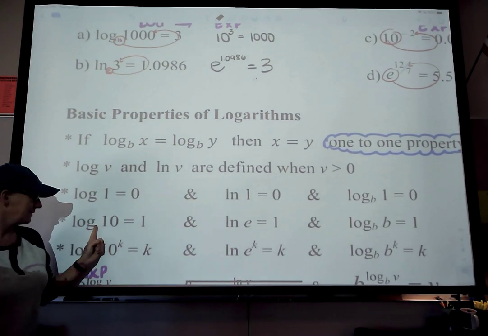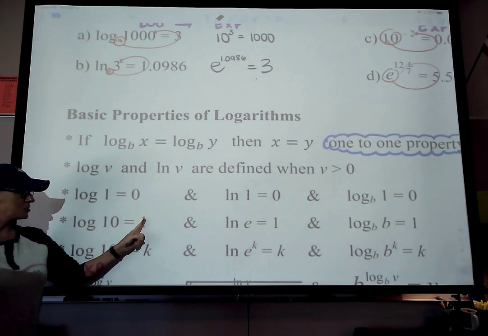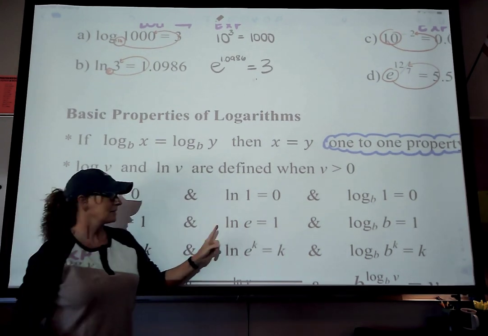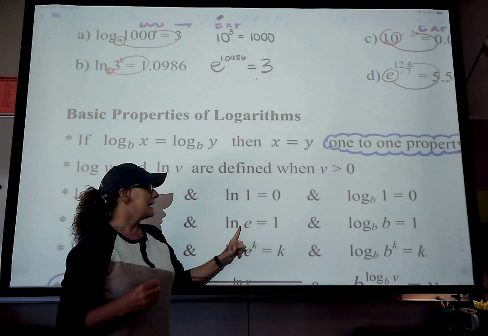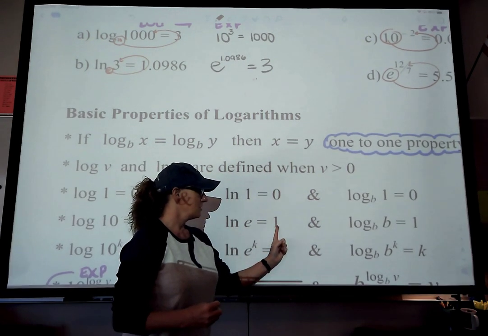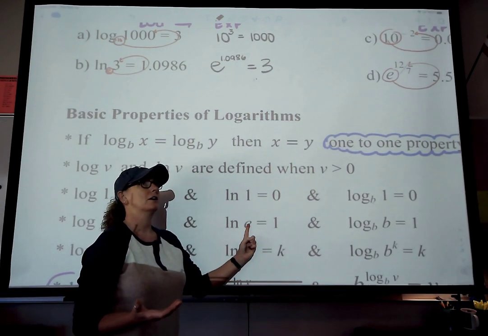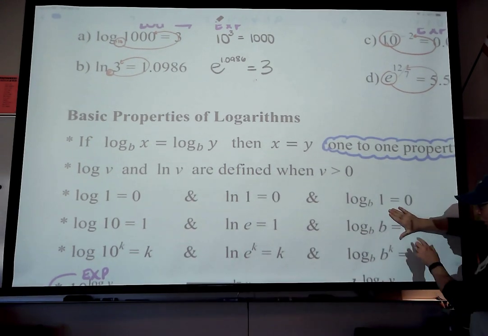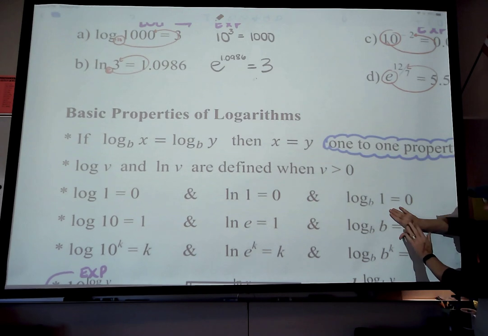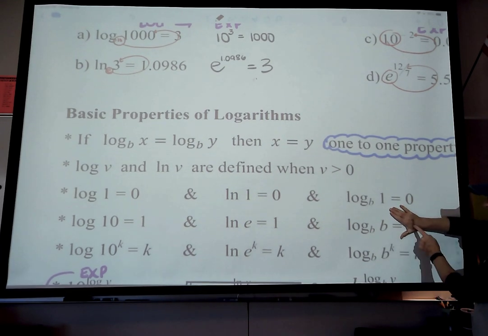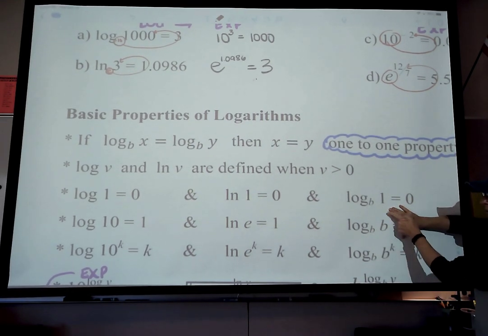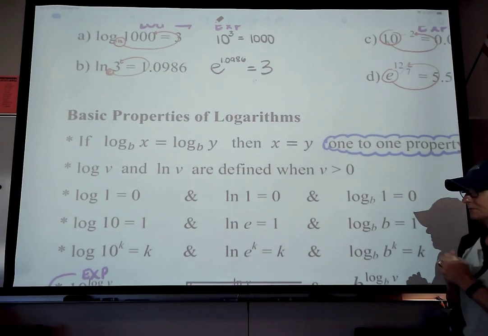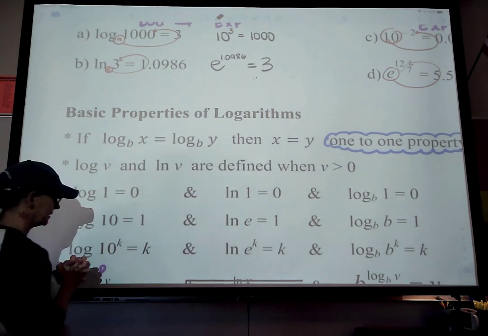Next row. You ready? Common log. 10 to the first equals 10. You knew that. Next one, base E. E to the first equals E. Oh my gosh, y'all knew that. Oh, what about this one? Let's pretend we don't know this answer. Any number to what power equals itself? The answer is 1. See, I told you they weren't hard.